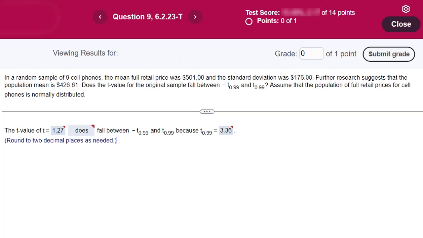In this problem, we are told we have a random sample of 9 cell phones. A mean full retail price was $501 and the standard deviation was 176. Further research suggests that the population mean is 426.61. Does the t-value for the original sample fall between minus t sub 0.99 and positive t 0.99? Assume the population of full retail prices for cell phones is normally distributed.